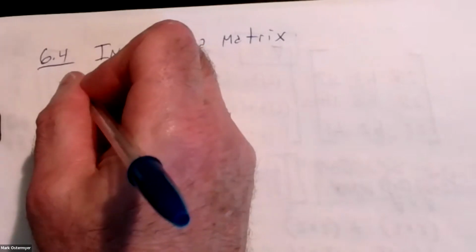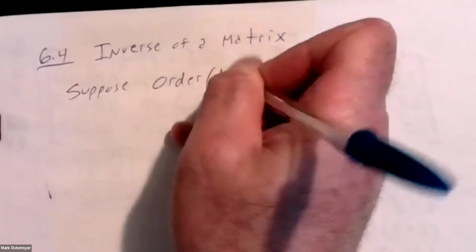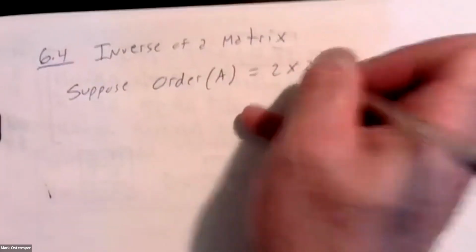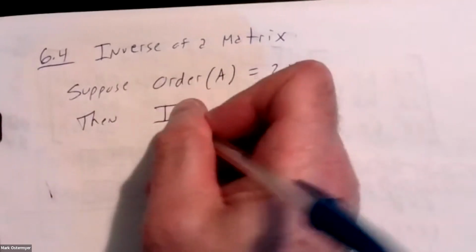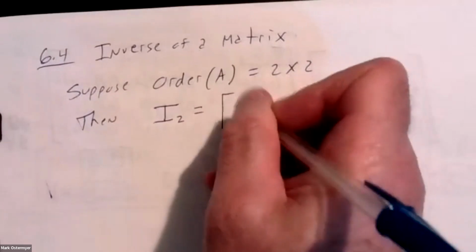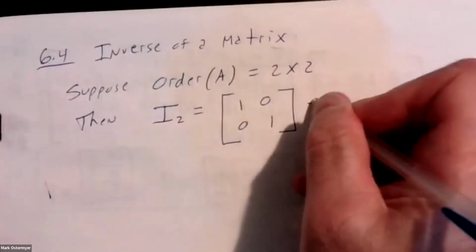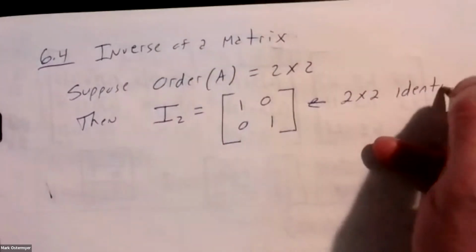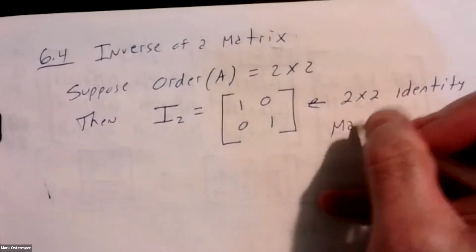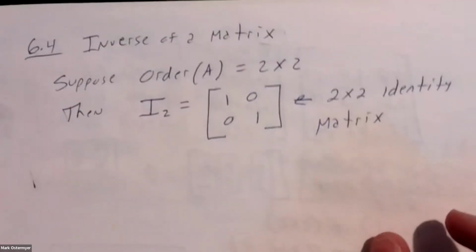Okay, suppose that we have a 2x2 matrix A here. Then, ladies and gentlemen, we say that this matrix here is the 2x2 identity matrix. This is called a 2x2 identity matrix, okay?